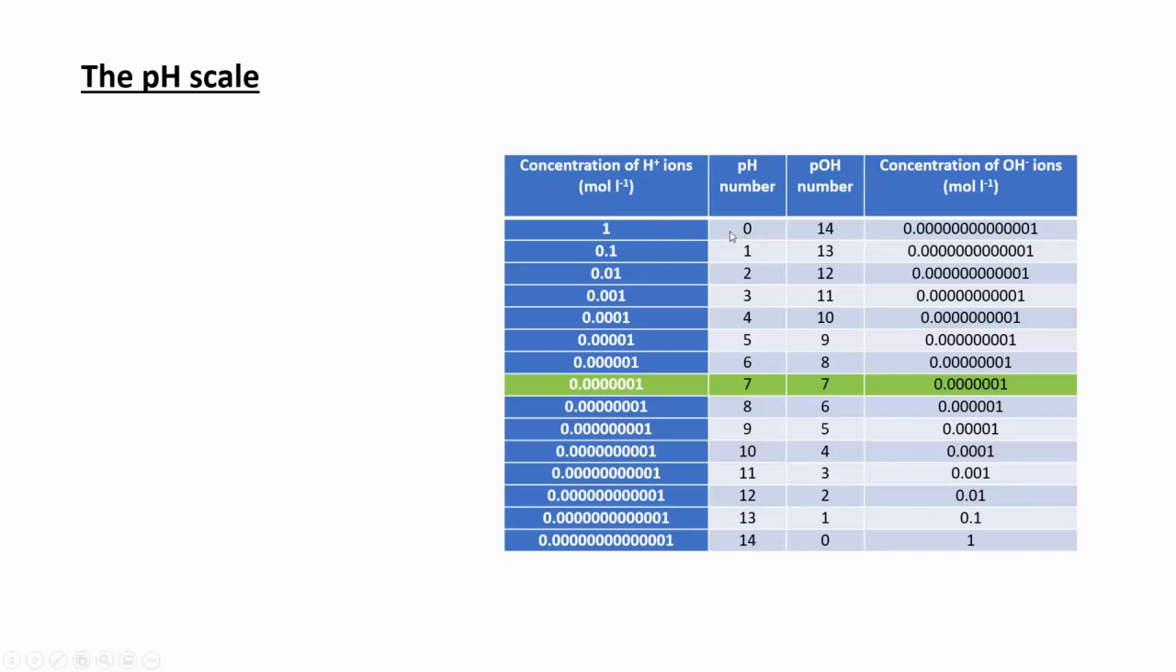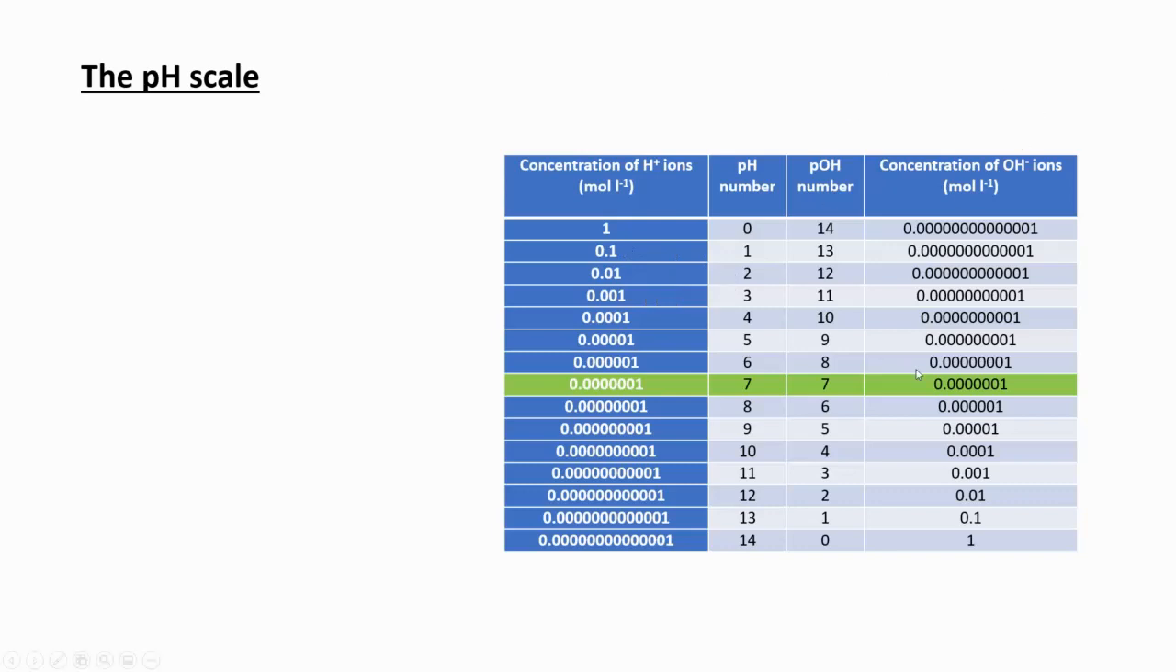Another thing to notice is that every 1 increase in the pH number gives you a 10-fold decrease in the concentration of hydrogen ions. It's actually a logarithmic scale. So if you go from a pH 1 to pH 2, the concentration of hydrogen ions is decreased by a factor of 10. It's 10 times less concentrated than it was when it was a pH 1. A pH 3 is 100 times less concentrated than a pH of 1. So every 1 increase in the pH number decreases the concentration of hydrogen ions 10 times.